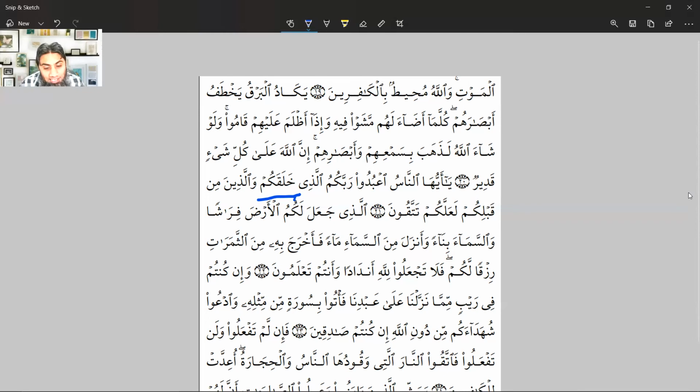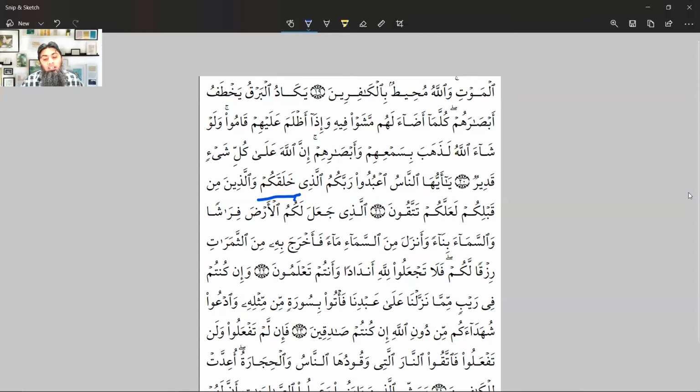So ba is jar, suratin mawsuf, min mislihi sifa. Mawsuf and sifa together in the bucket of majroor. Isn't that interesting, brother? It's interesting. Okay, inshallah.